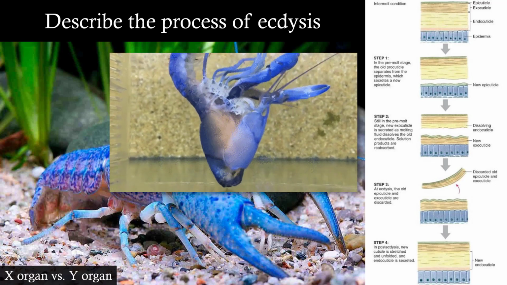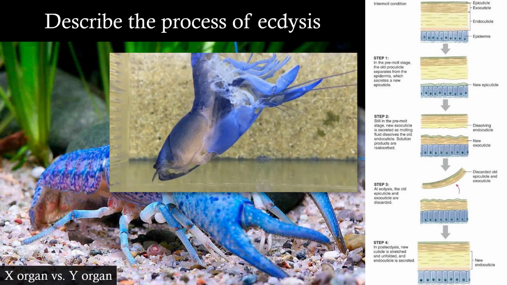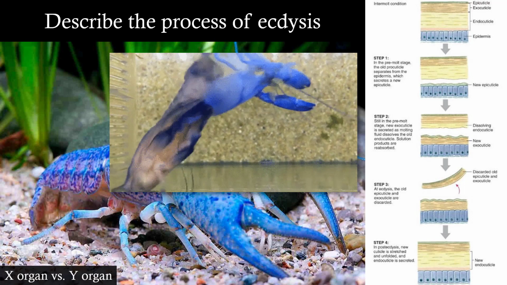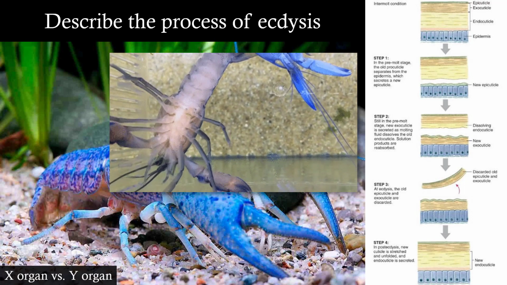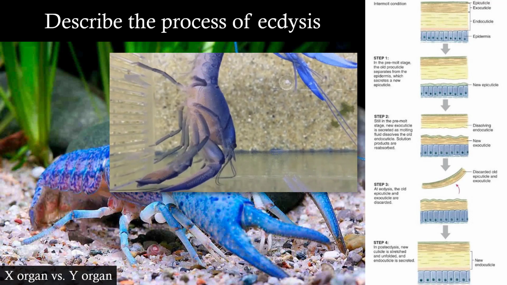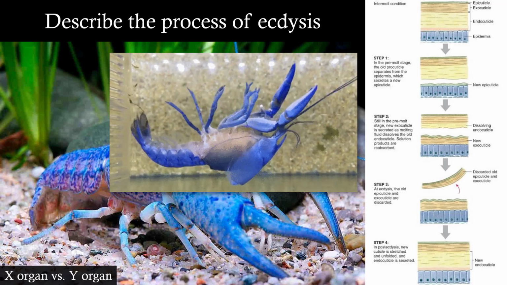Here you can see a crayfish wiggling out of its old epicuticle. Pretty remarkable, and it's so clean and fresh and beautiful. Wouldn't that be nice if every few months we could just completely shed our old selves and put on a new self that's clean and perfect and whole? That would be nice.